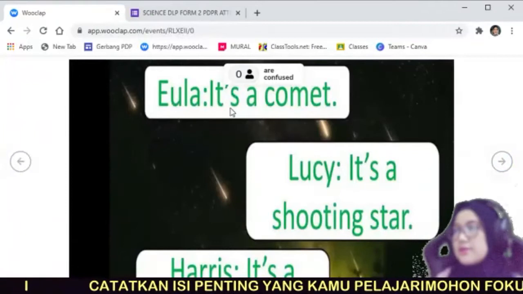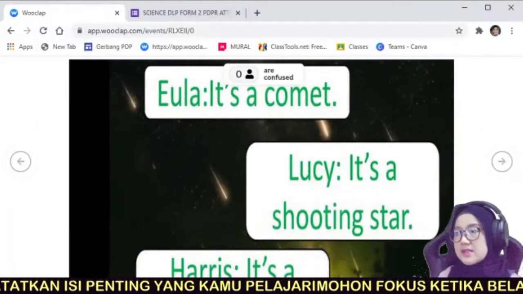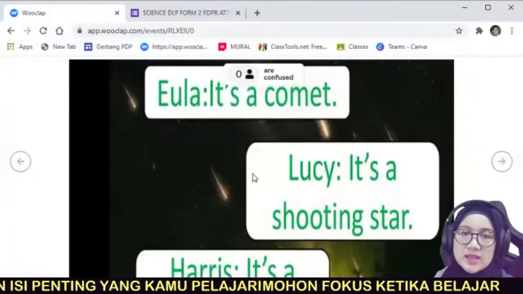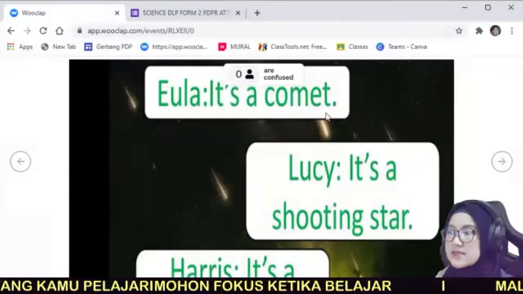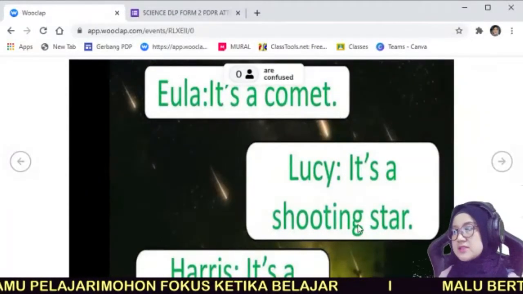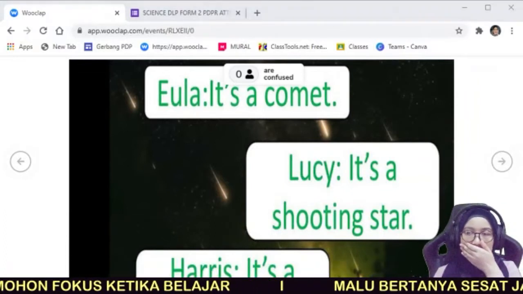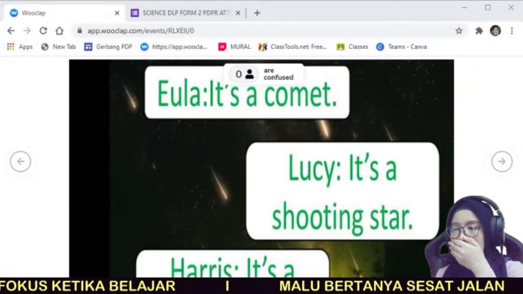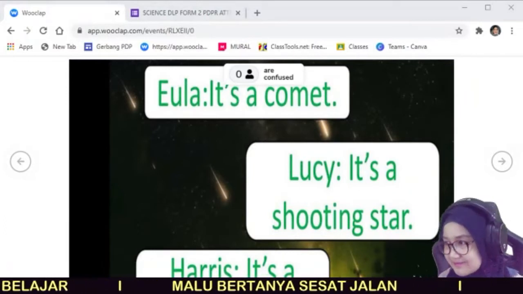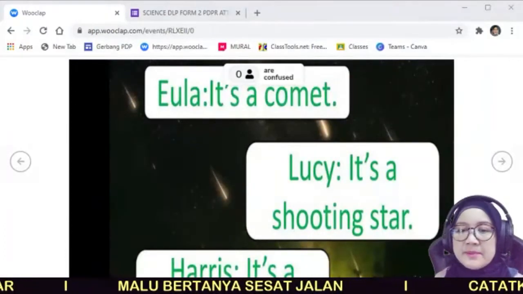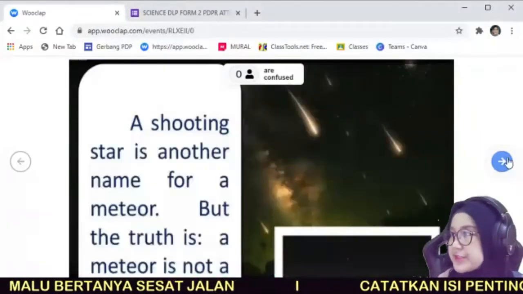So Eula is a comet. Lucy is a shooting star, and Harris is a meteor. So it has some names. Okay, it has a name for it. So Eula is a comet. Lucy is a shooting star, and Harris is a meteor. These are some examples for the names of the creatures.